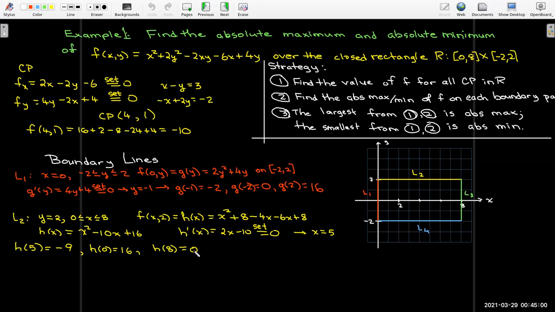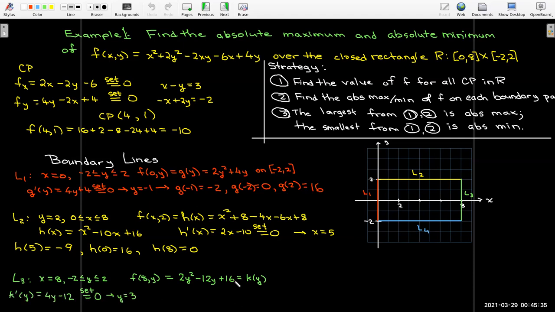Well, let's move on to the third line. Now I think we've got the idea. X will equal 8, and the y range will go from -2 to +2. So again, I'm going to put 8 in place of x in my formula here. And I went ahead and simplified that, and I'll get a function of y only. I'll call that k of y, and it has the formula 2y squared minus 12y plus 16.